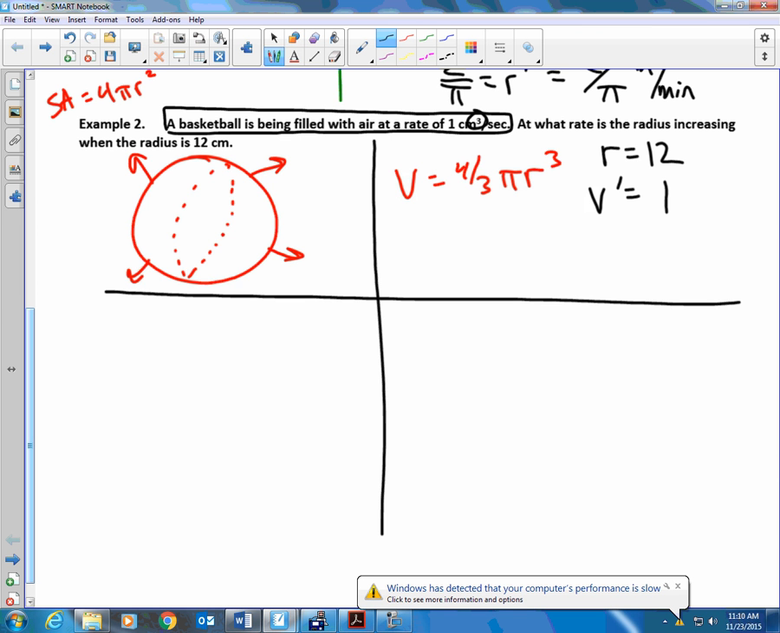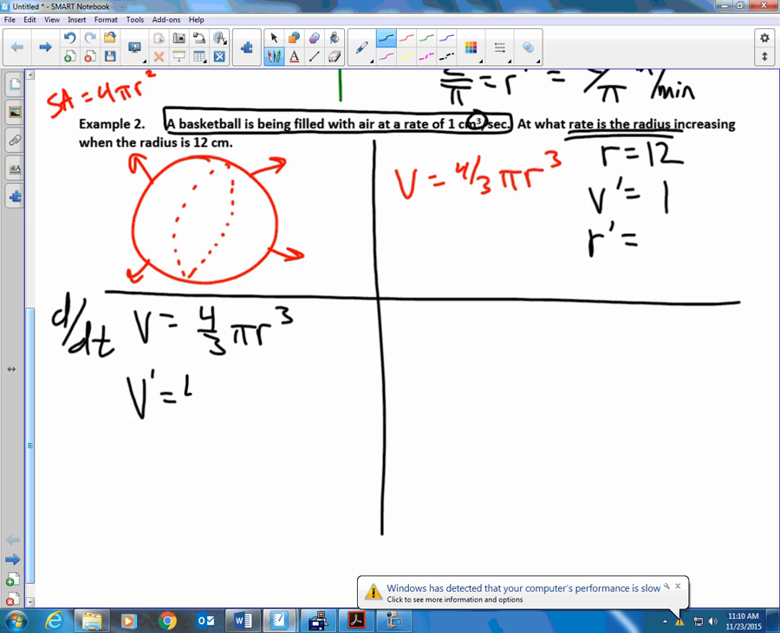Rate of means derivative. And then we're searching for r prime. It says, at what rate is the radius increasing? That's what we're looking for, r prime. So now I'm going to take the derivative with respect to time of volume equals 4 over 3 pi r to the third. What is the derivative with respect to time of v? V prime equals what?